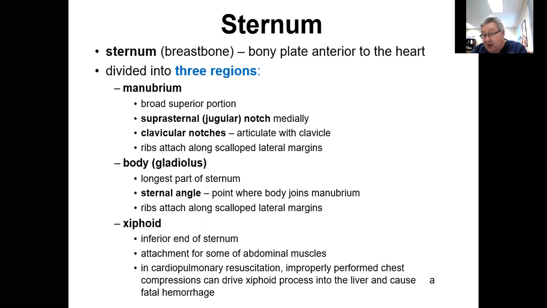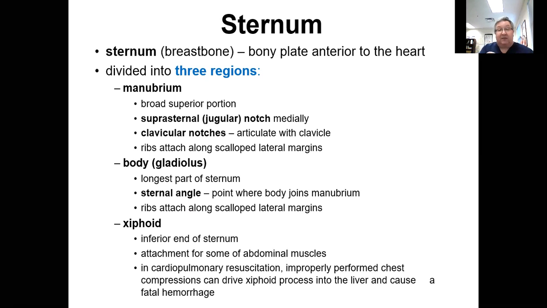The muscles that attach to the xiphoid process include the diaphragm. Remember, the diaphragm is the muscle of inspiration, and the xiphoid process is where the diaphragm has its origin. The other muscle is the very large rectus abdominis. The rectus abdominis, remember, comes from the pubic symphysis as an origin and comes all the way up, and its insertion is actually into the xiphoid process.